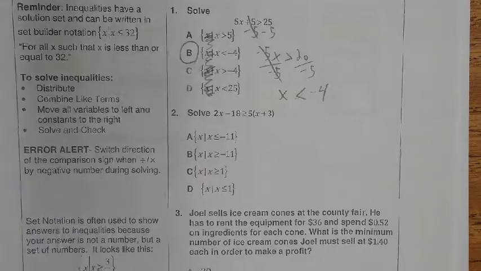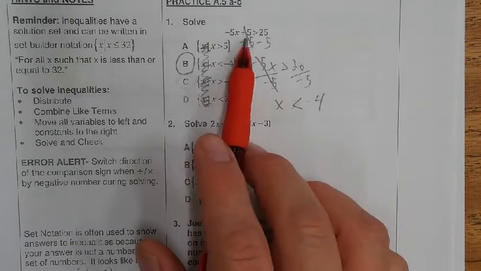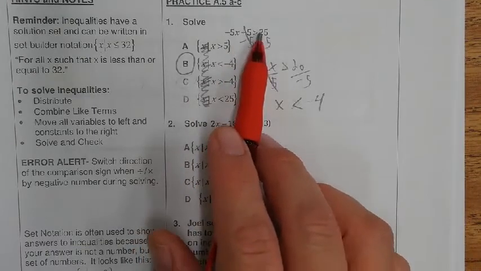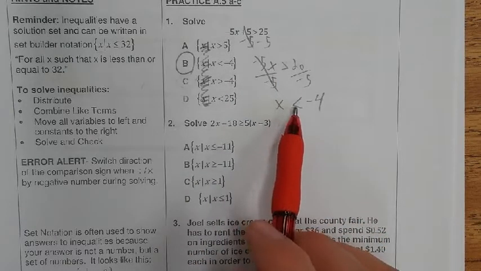Page 23. I already did number one, but you can just kind of look and see. Here, the opposite of plus 5 is minus 5. Subtract 5, you get 20. Divide by negative 5. Whenever you divide by a negative, you do flip your sign.